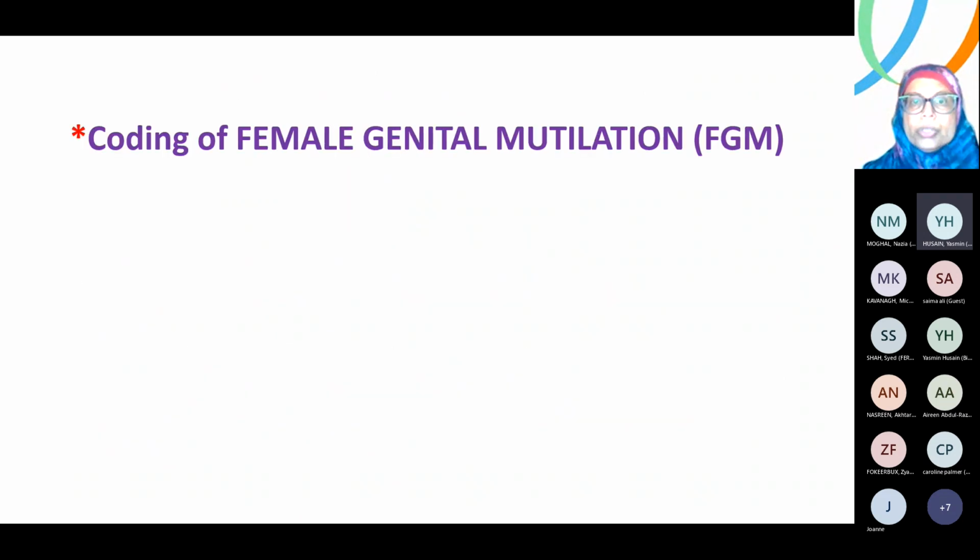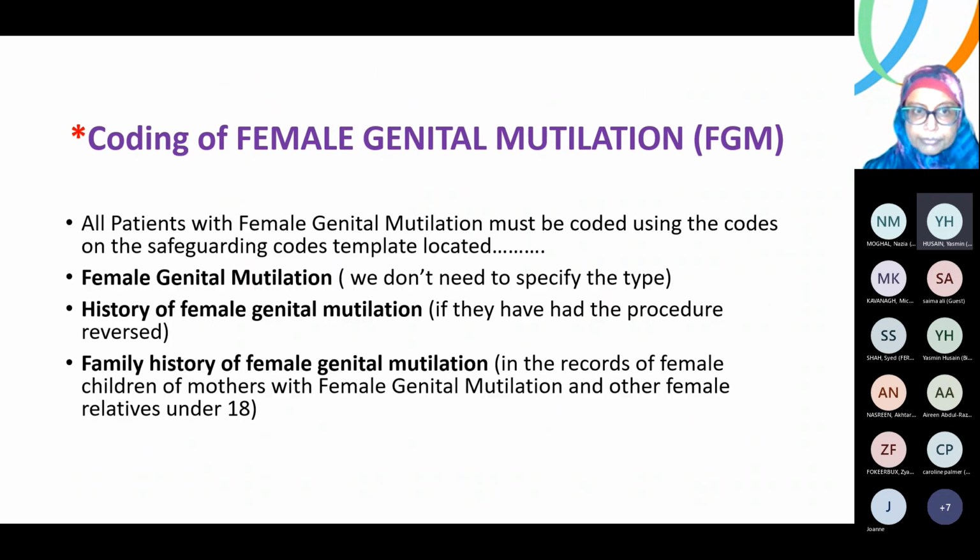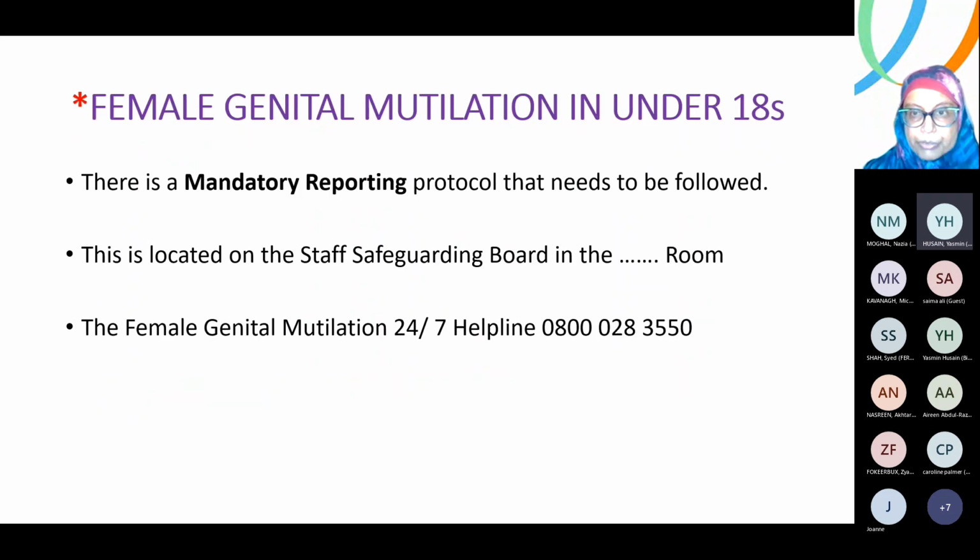This is a level 3 slide, coding of female genital mutilation. All patients with female genital mutilation must be coded. And again, if you've got a template, tell them what the codes are: female genital mutilation, history of female genital mutilation if they've had the procedure reversed, or a family history. So particularly in children, female children whose mothers have had it done. So they need to be aware of that. That is a statutory duty. It's called mandatory reporting, and have some information on that on your staff safeguarding board. And there's the number for the female genital mutilation helpline.